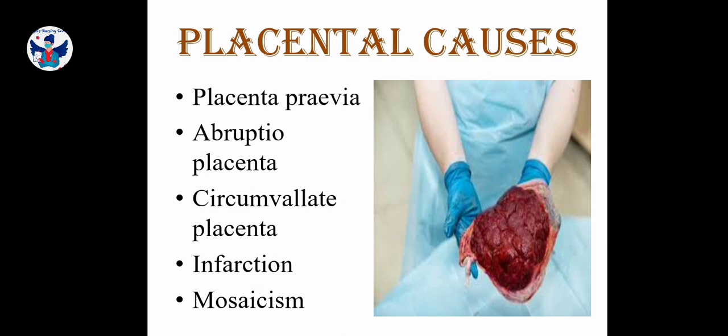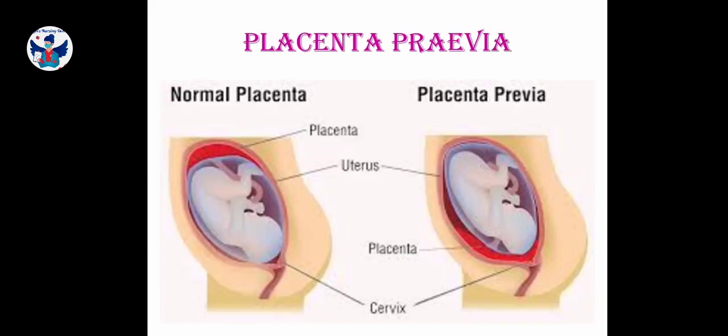And next is infarction. Due to improper blood supply to the placenta, the cells will get damaged. Next is mosaicism. It's nothing but due to chromosomal deformity, the placenta's function is impaired. So here we can see the pictures. First is placenta previa. So here you can differentiate normal placenta and placenta previa. In normal placenta, the upside you can see the placenta. But in placenta previa, it's present downside.